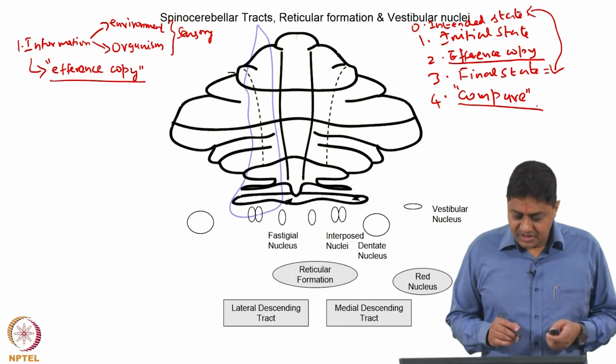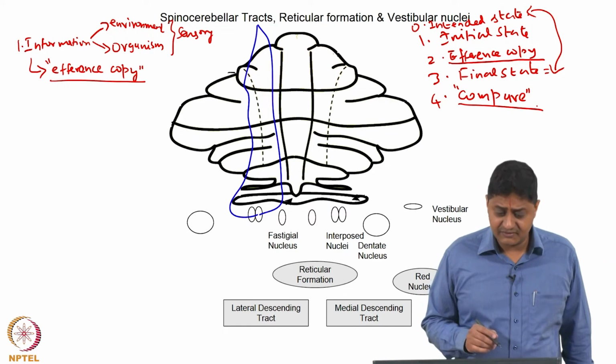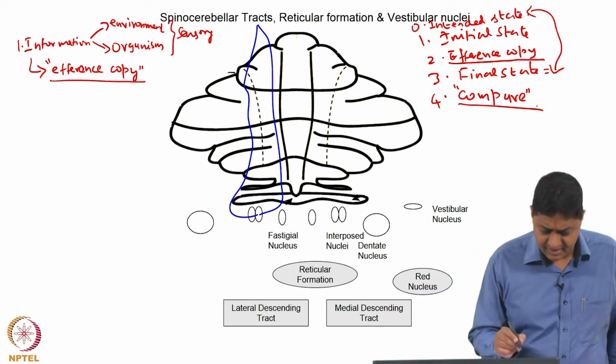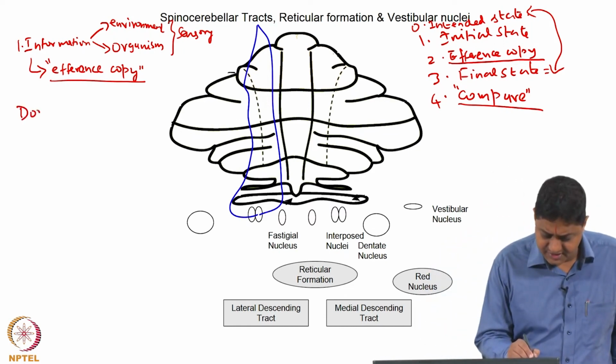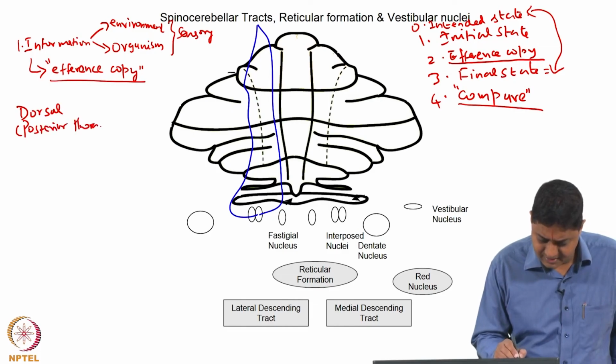So the information is coming from the spinocerebellar tracts. What are these tracts? We have said what these tracts are. These are the dorsal spinocerebellar tracts. This is also called the posterior thoracic nucleus, or the posterior thoracic system, or the posterior thoracic pathway, right.